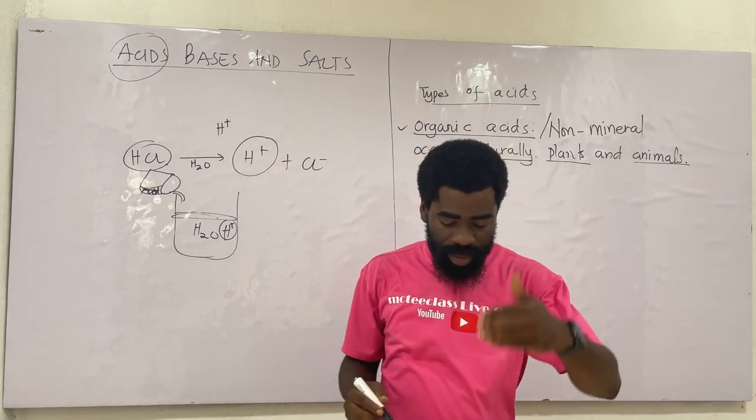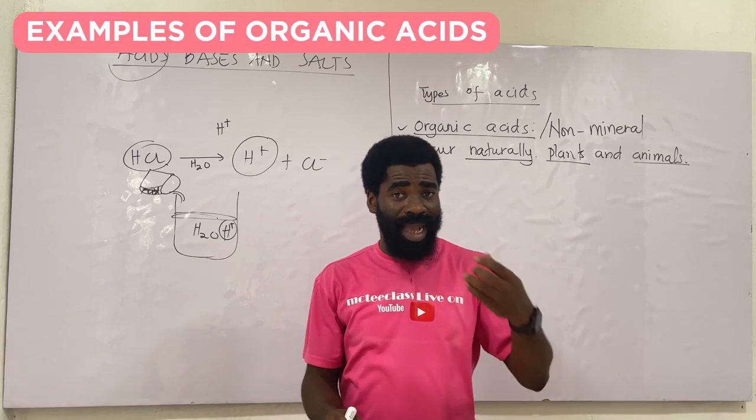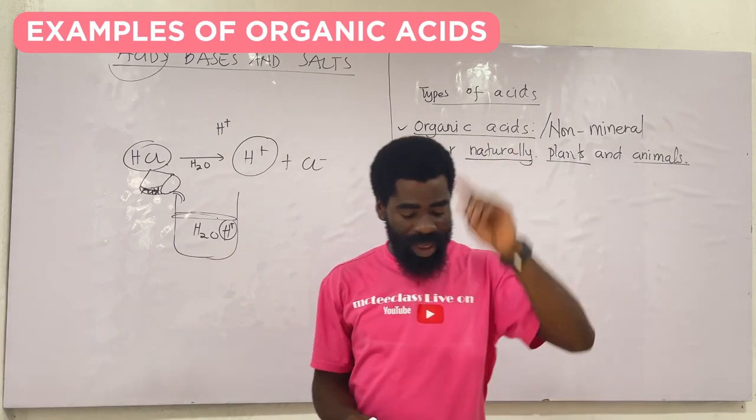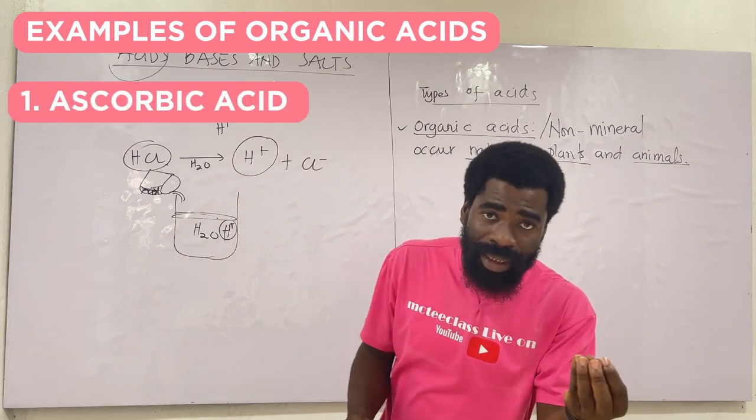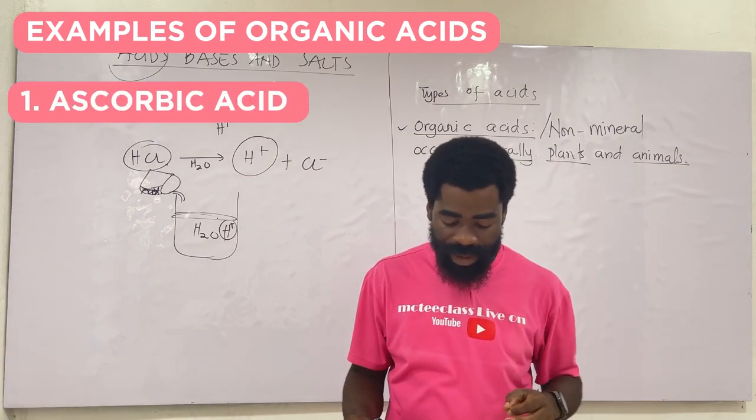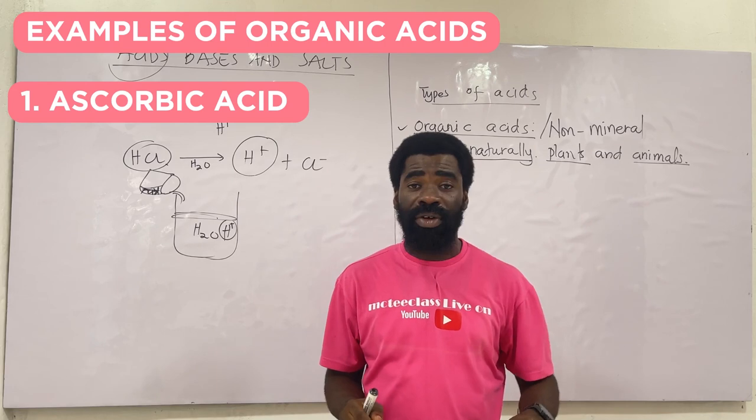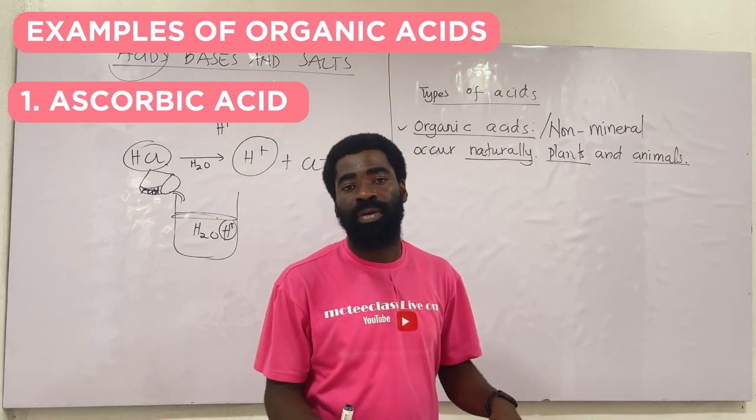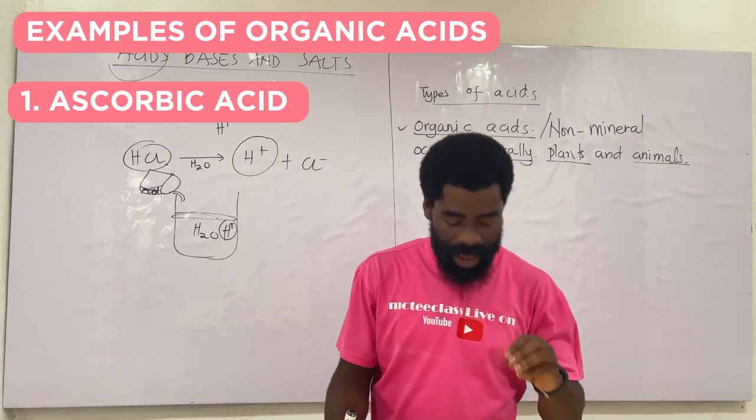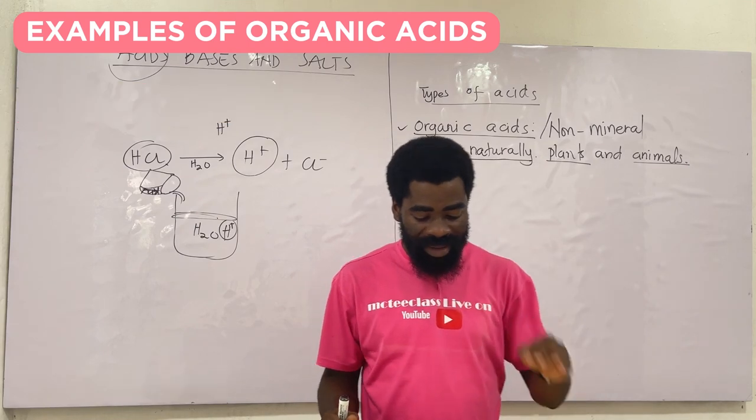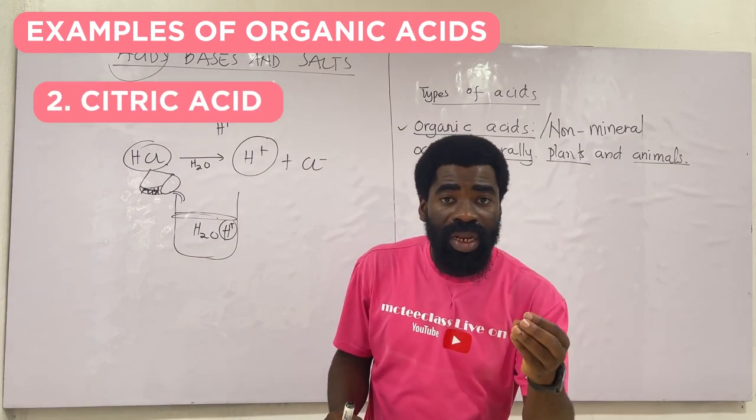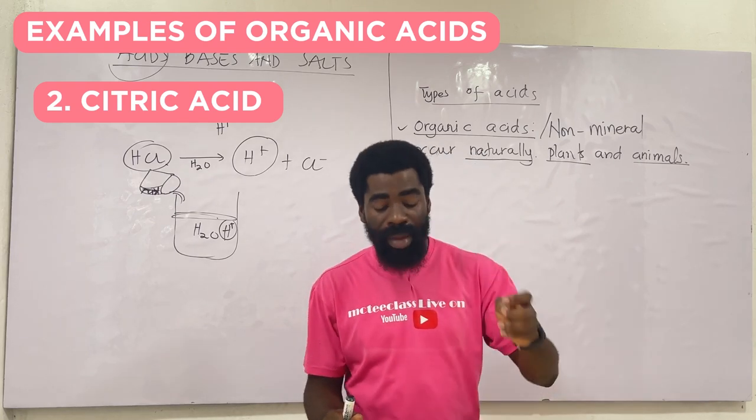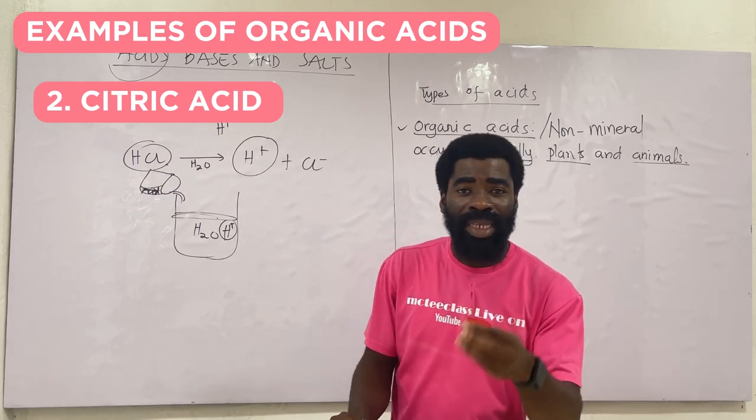We'll look at some of the organic acids and their sources, but you have to get the notes so that you look at it. One, we have ascorbic acid, and that is from green vegetables, citrus, and fresh fruits. Then we have citric acid. Citric acid also comes from oranges, lemon, lime, pineapples. They contain this acid.